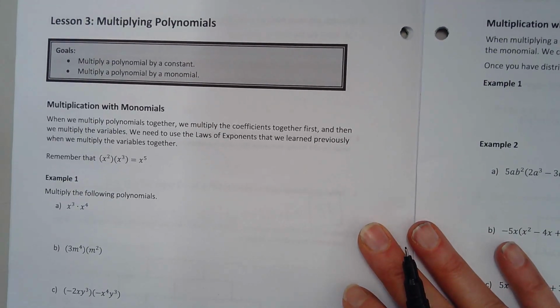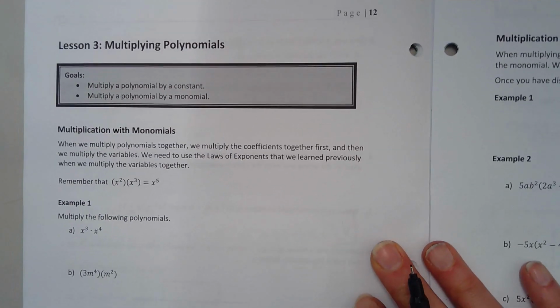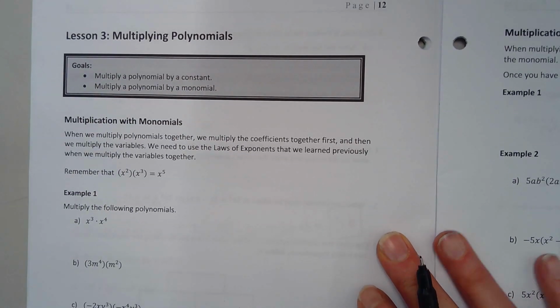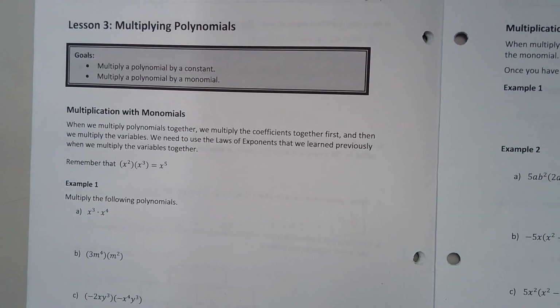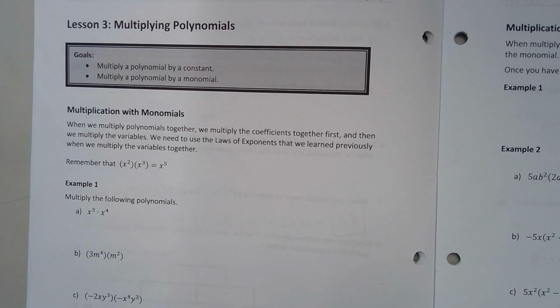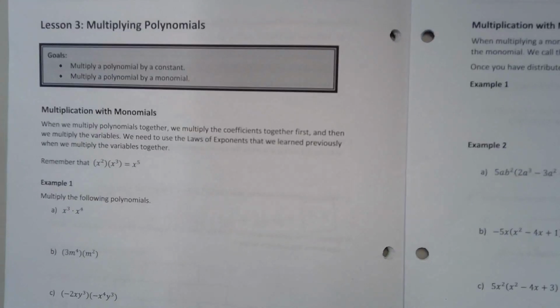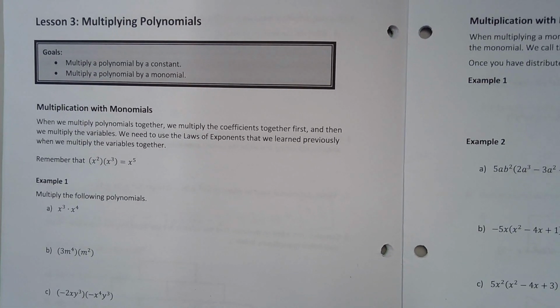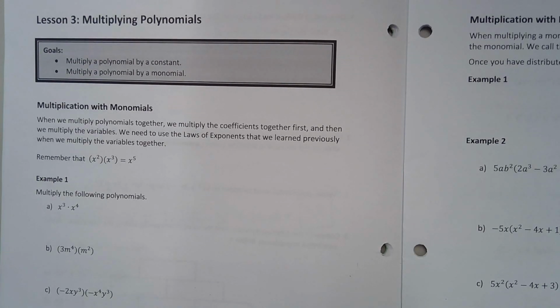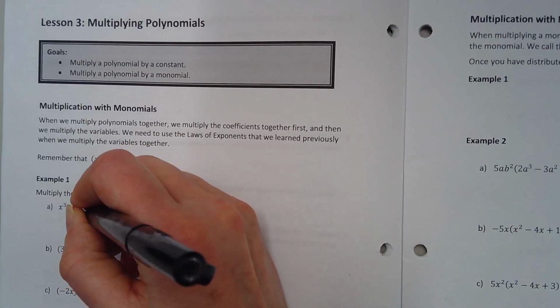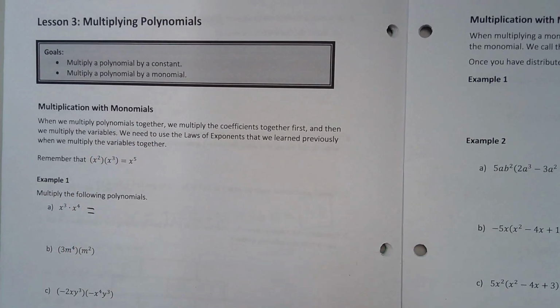So let's take a look at, I'm on page 12. And we're just talking about multiplying polynomials. So we're going to do a little bit of multiplication today. Now, this easy stuff should be straightforward, I think. They get a little more involved, right, than just x times x. It says multiply the following polynomials.